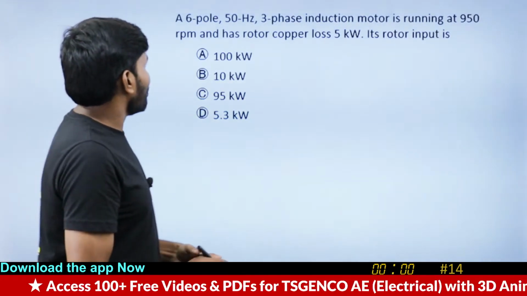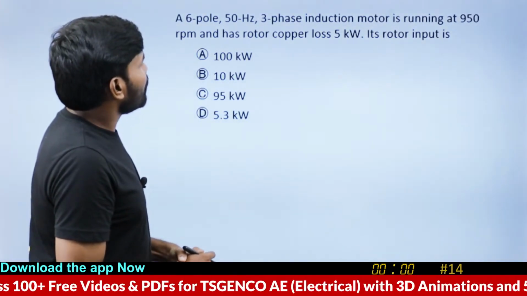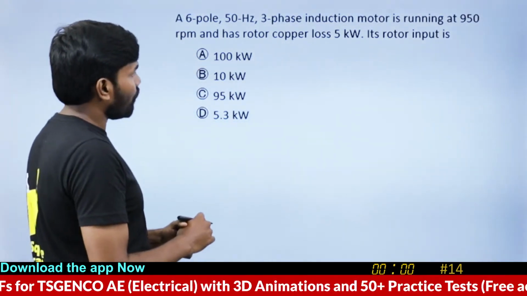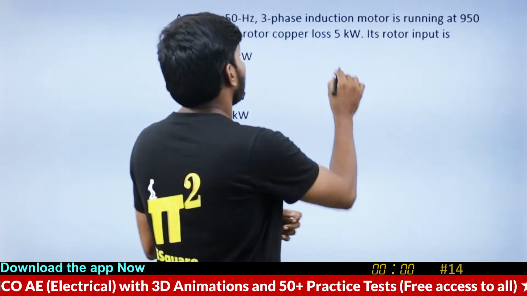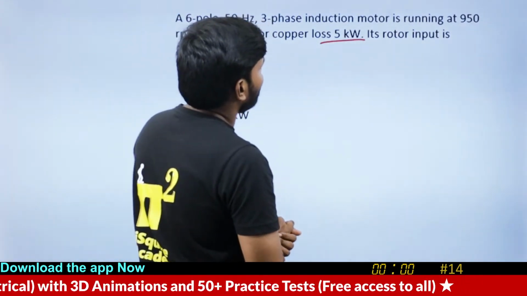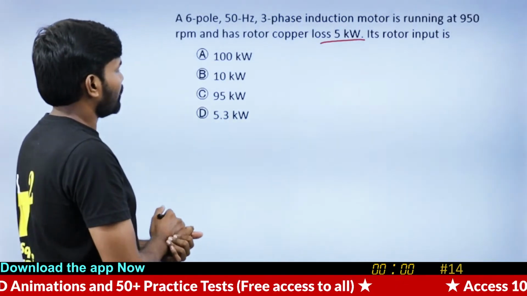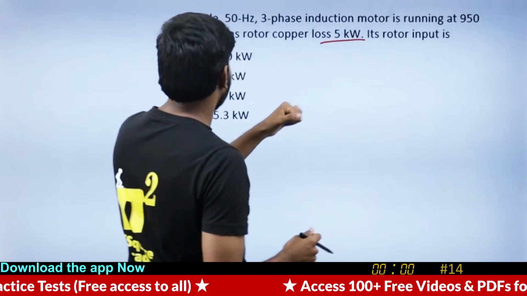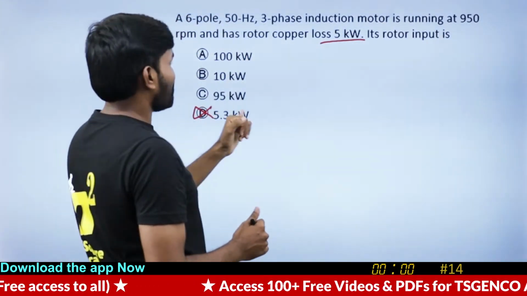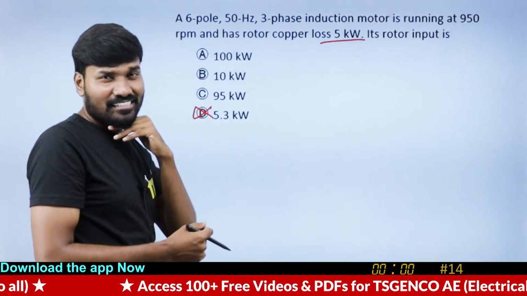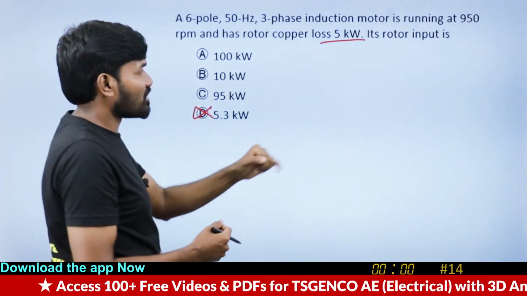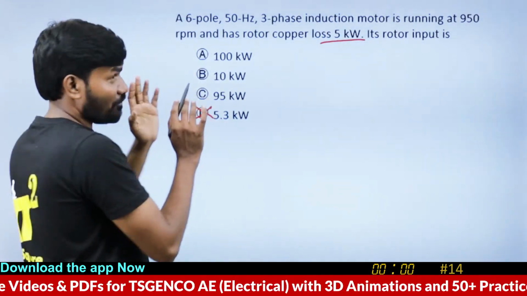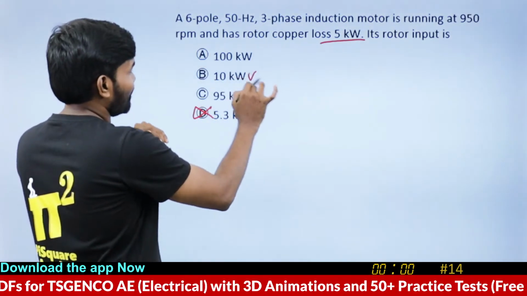Okay. Coming to this, the 6-pole 50 hertz three-phase induction motor is running at 950 RPM. The rotor copper losses are 5 kilowatts. The rotor input is definitely not this. Rotor copper losses are 5 kilowatts, but rotor input is 5.3, only 3.3% mechanical output for such high copper losses. That's a shoddy motor. So it cannot be the answer. Neither, my intuition says, can this be the answer.